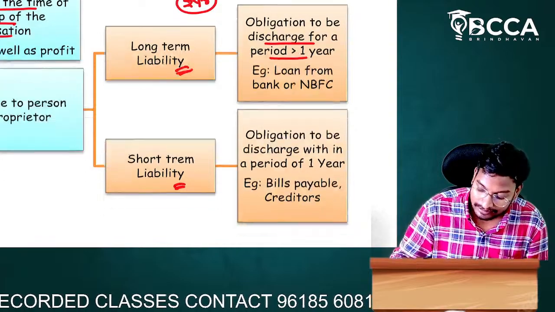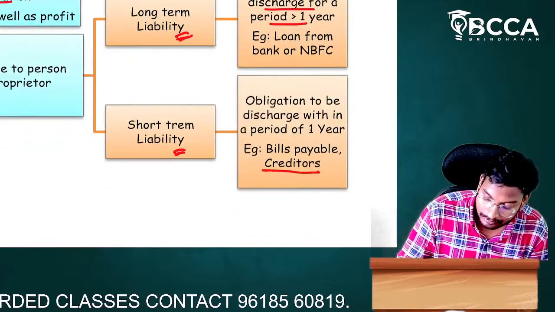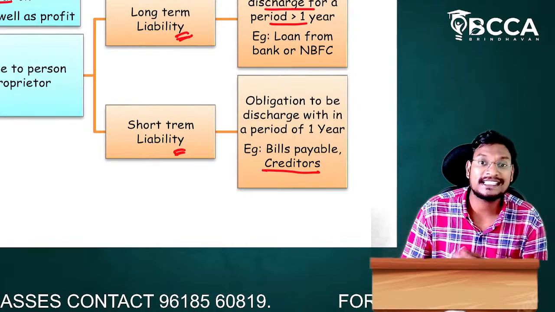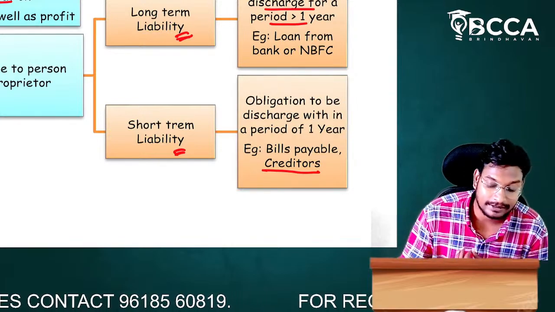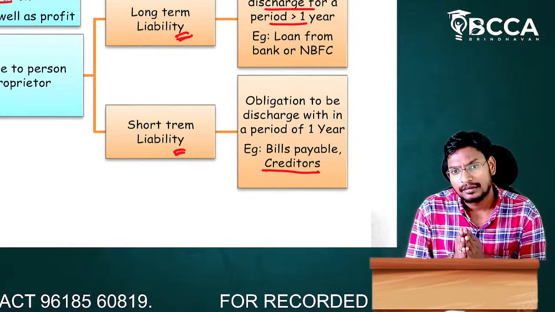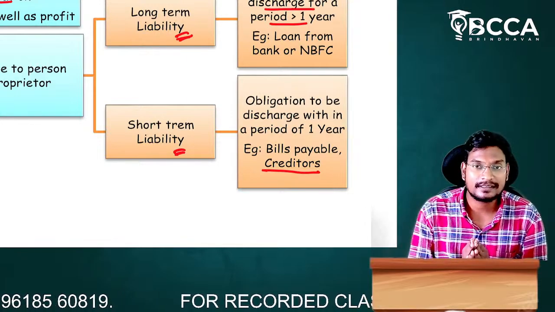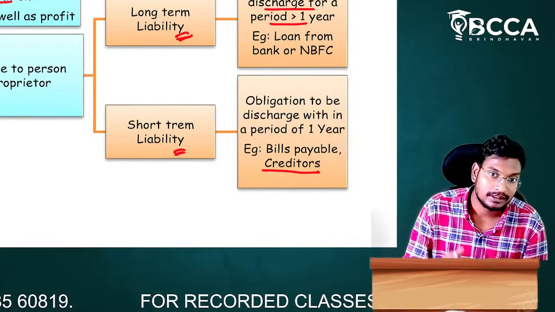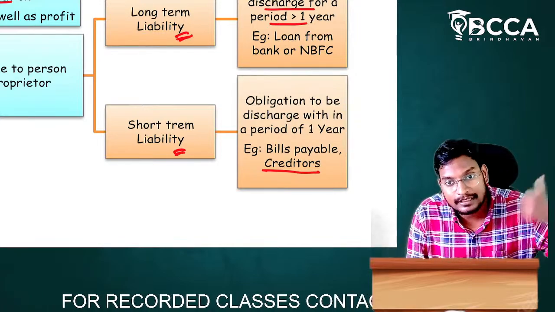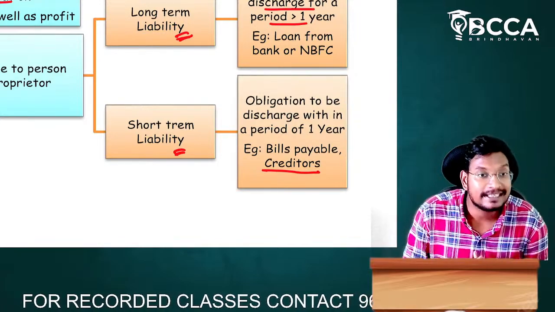Best example what, sir? Creditor. What is the meaning of best example, sir? Creditor. Who is a creditor, sir? Creditor means, sir, purchases. We have credit purchases and we have cash purchases. You all know. In the case of credit purchases, the person from whom we are purchasing the goods is called a creditor.